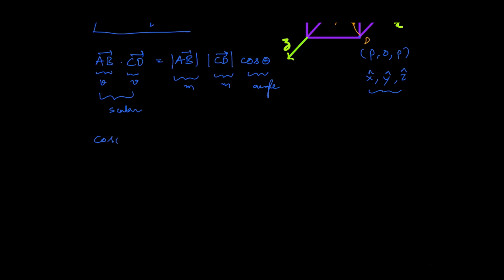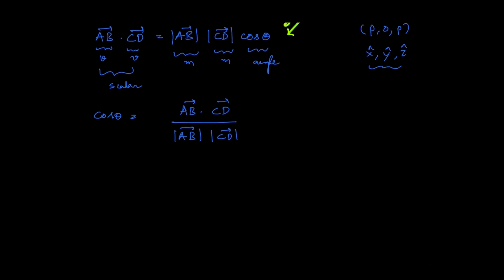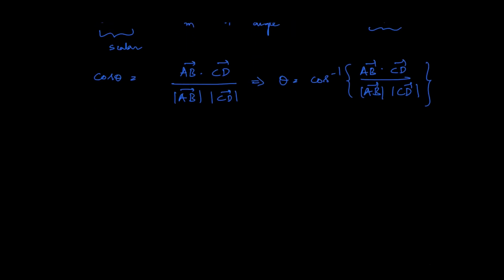So from this we find that cos theta is equal to AB dot CD divided by mod AB mod CD. So once we know this, we know that theta is equal to cos inverse of AB dot CD over mod AB mod CD. Now this would be theta. So all that we have to do right now is find AB and CD.